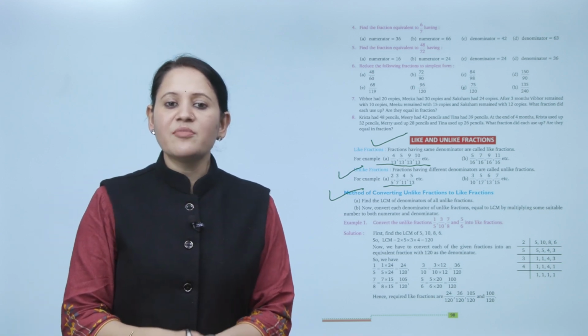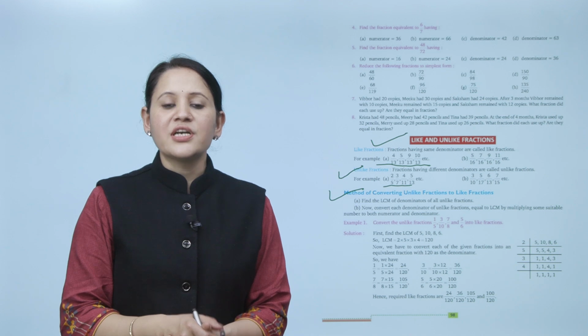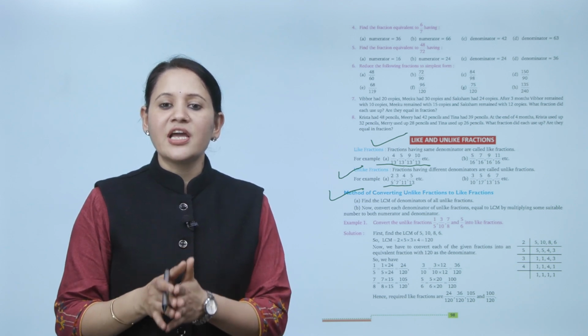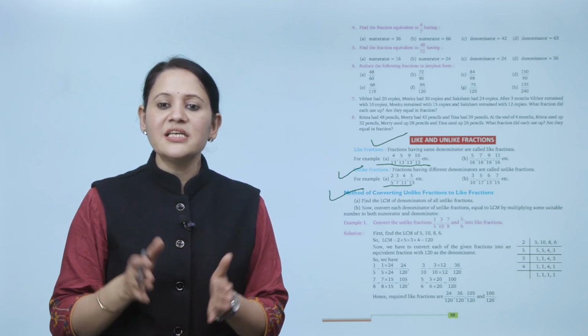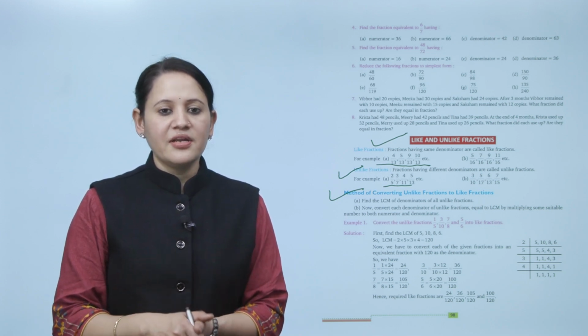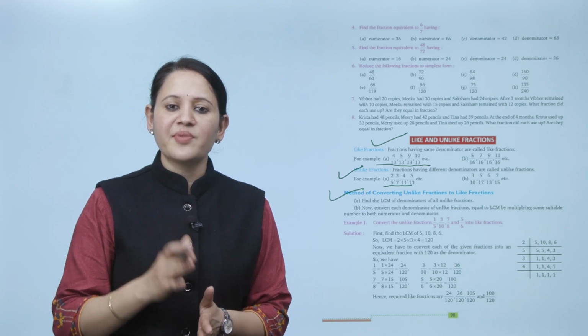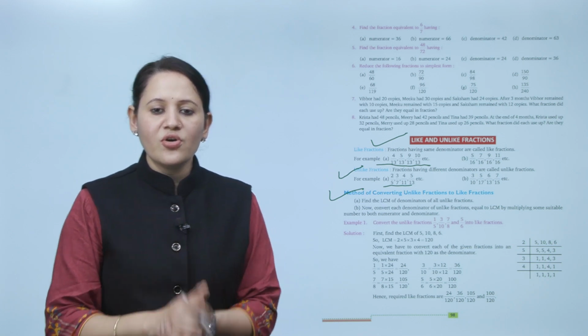So find the LCM of denominator of all unlike fraction. Now convert each denominator of unlike fraction equal to LCM by multiplying some suitable number to both the numerator and denominator. Example समझते हैं. Convert the unlike fractions 1/5, 3/10, 7/8 and 5/6 into like fraction.